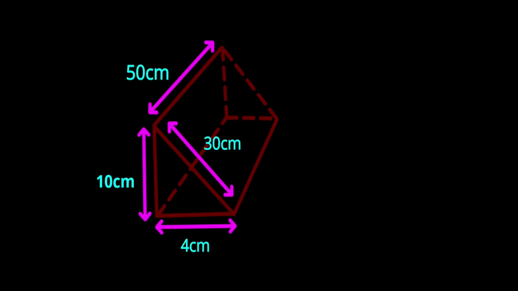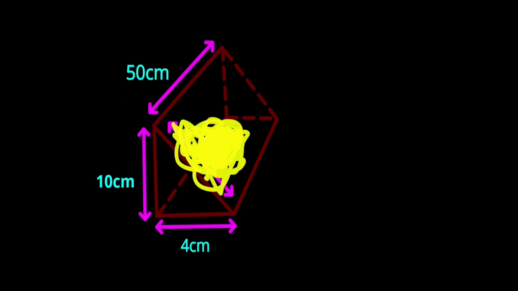Okay, so here is a triangular prism with dimensions. First of all, we know that we don't need 30 centimeters, and this is because we need the perpendicular height. 30 centimeters is not the perpendicular height, it's just the slanted height.